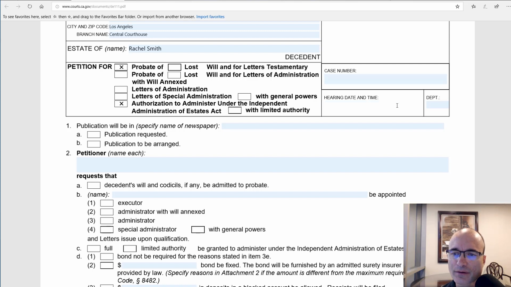The case number and hearing date and time and department we're going to leave blank because the court's going to fill that in for us when we file this with the court, so we don't have to know that.